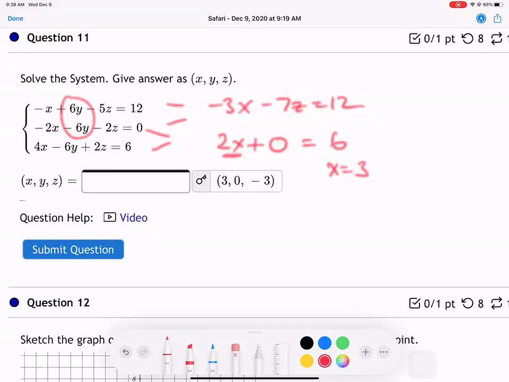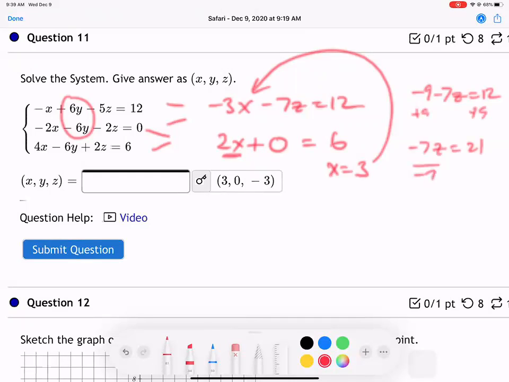That's great. If x is equal to 3, we can now solve for z. 3 times 3 is 9, so negative 9 minus 7z is equal to 12. I'm going to add 9 to both sides. Negative 7z is equal to 21. Divide by negative 7 on both sides. z is equal to negative 3.